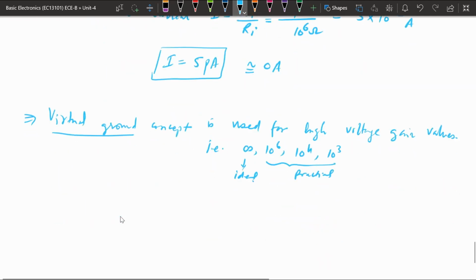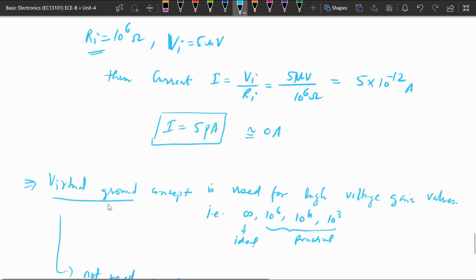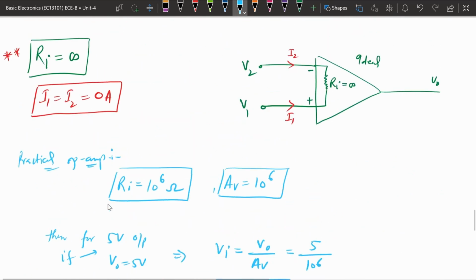So the virtual ground concept is not used if the gain is equal to 10 or 5 or 100 or 200. If the gain is very small, then we will not be using the virtual ground concept; here we need to analyze the circuit thoroughly. Virtual ground will only be considered when the gain is infinity, or up to 10 to the power 3 in case of practical operational amplifiers. This was the analysis related to operational amplifiers.